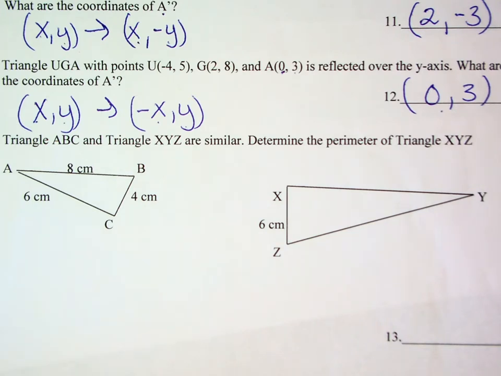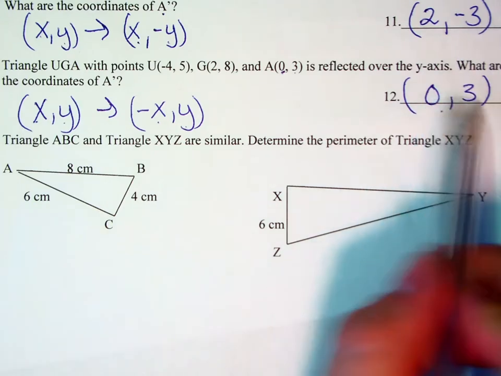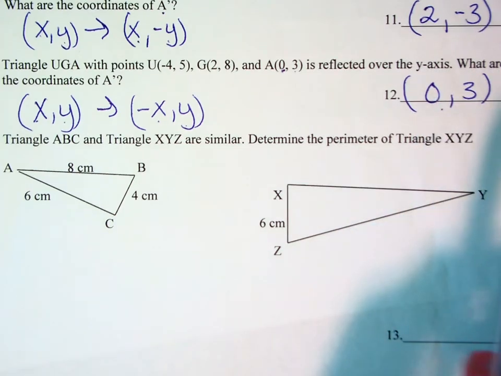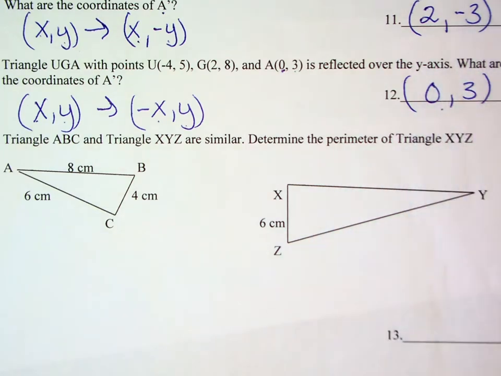And then you may be asking yourself why that's the case, and that happens to be the case because the point (0, 3) is on the y-axis. So when you do a reflection over the y-axis, any point that is already on the y-axis is not going to change in its values.